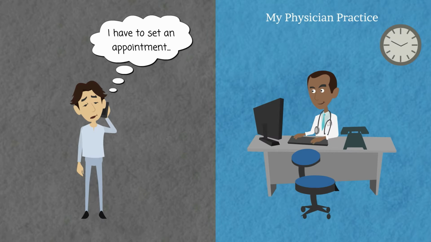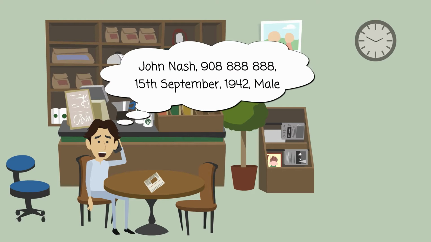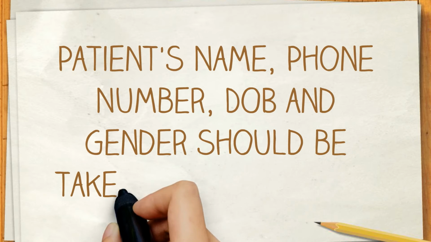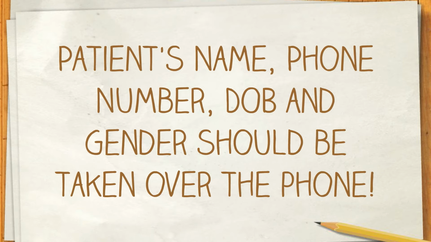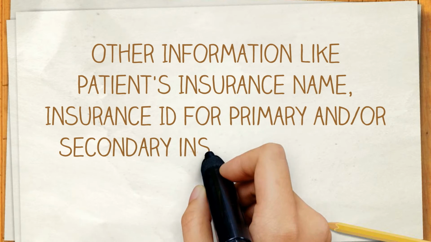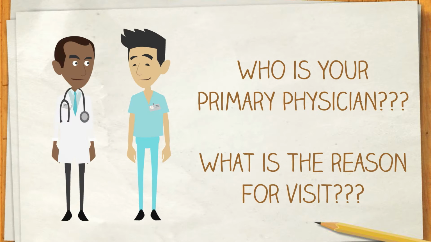Workflow begins with the patient's appointment. Certain key parameters are essential to obtain over the phone for better management and planning. Firstly, the patient's name, phone number, date of birth, and gender should be taken over the phone. Right after that, other information like the patient's insurance name and insurance ID for primary or secondary insurances can be taken. Lastly, important things to be taken are the patient's primary physician, if any, and the reason for the visit.